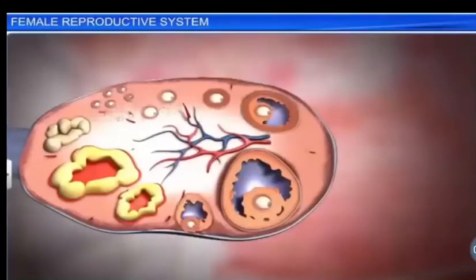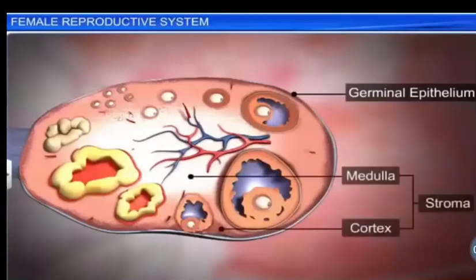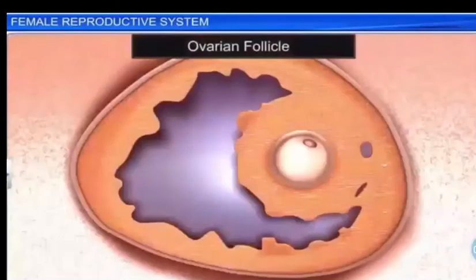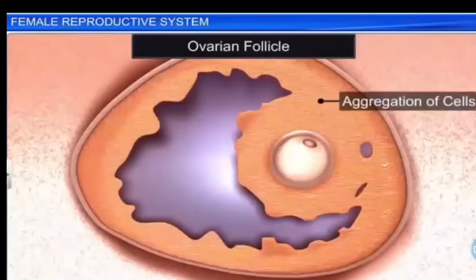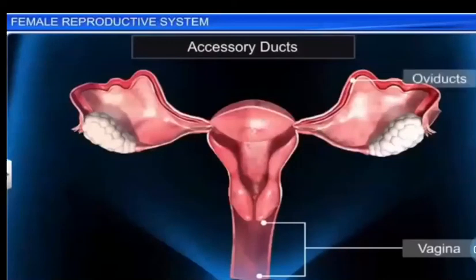Each ovary is covered by an outer thin layer called the germinal epithelium. The germinal epithelium encloses an ovarian stroma, which is further divided into outer cortex and inner medulla. The cortex consists of many ovarian follicles in different stages of development. The ovarian follicle is the basic unit of the female reproductive system and is composed of a roughly spherical aggregation of cells found in the ovary. The accessory ducts of the female reproductive system are the vagina, oviduct, and uterus.